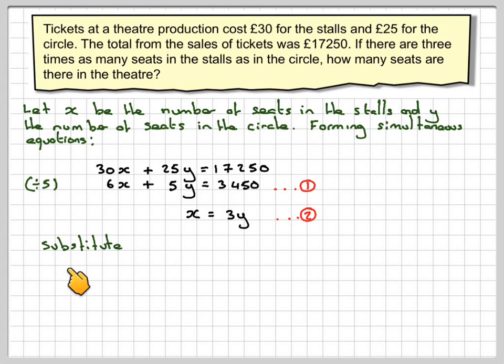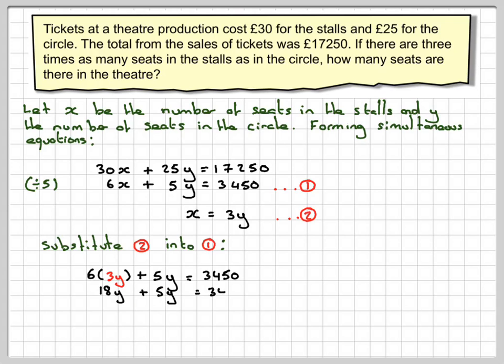Now we're going to use the method of substitution. Substitute 2 into 1, so we're going to put 3y into this one. We're going to get 6 times 3y plus 5y is equal to 3,450. 6 times 3 gives me 18y plus 5y is equal to 3,450. Adding those together, it's going to give me 23y is equal to 3,450. Dividing both sides by 23, we get that y is equal to 150.